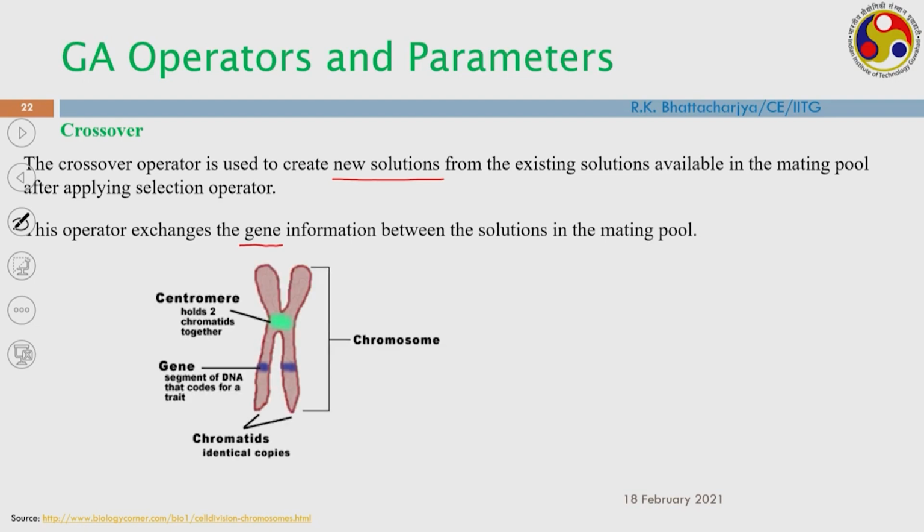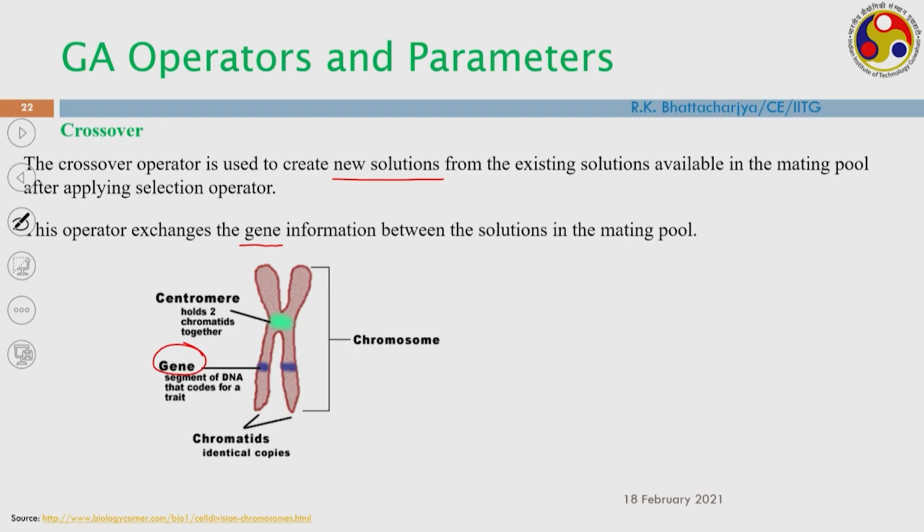Okay, this is a biological chromosome. This chromosome consists of genes. And then what is happening? During reproduction, chromosomes exchange gene information, and they transfer the characteristics of the parents to their offspring. So, this is the function of crossover.